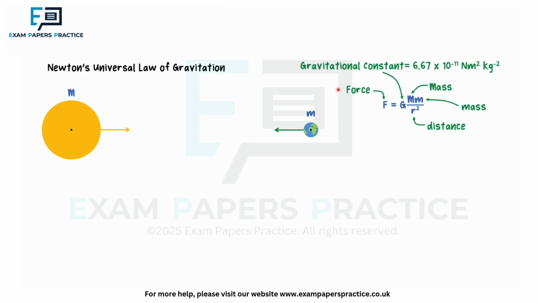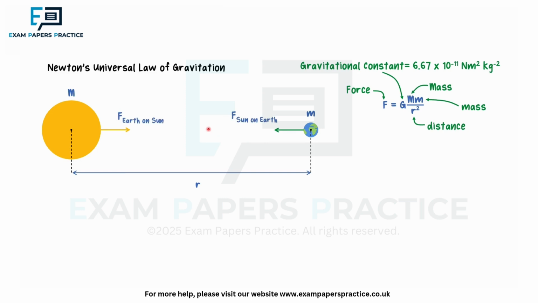Here, F represents the attractive force. G is the gravitational constant, 6.67 times 10 to the negative 11th. Capital M and lowercase m are the two masses, where capital M often denotes the larger mass. And r is the distance between their centers of mass. In addition, the force between the objects is a Newton's third law pair, and they are equal and opposite.